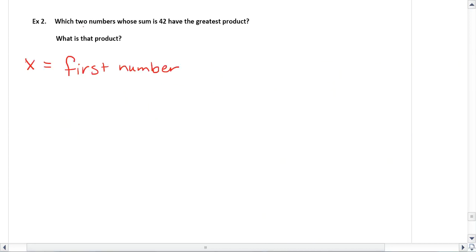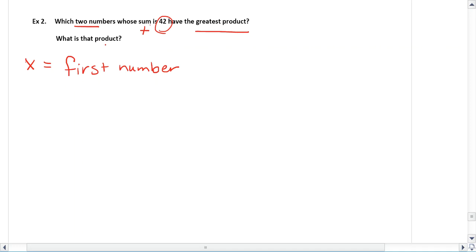Example 2 asks us to find two numbers whose sum is 42, they add up to 42, but these are the two numbers that have the greatest product, whatever that product is. So we have to find the two numbers and we have to find that product. So we know we're going to be multiplying after we find our two numbers.